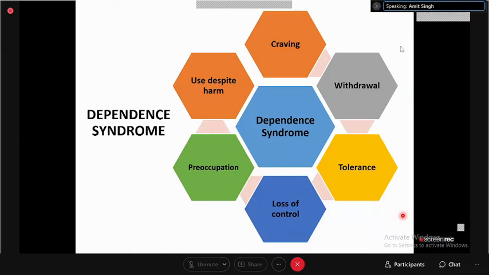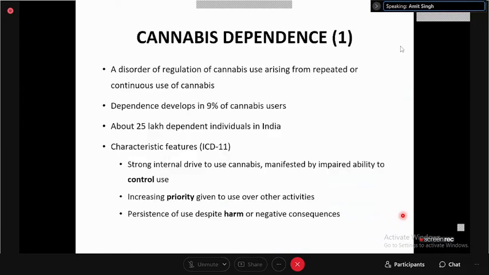So, if a person fulfills 3 of these criteria, three or more, and it is there for at least a month, one can diagnose a person to be suffering from dependence syndrome. So dependence develops in around 9% of the cannabis users. So if 100 people try cannabis, there is a risk of about 9% of the individuals developing dependence in due course of their future life. As discussed earlier, there are around 25 lakh dependent users in India.